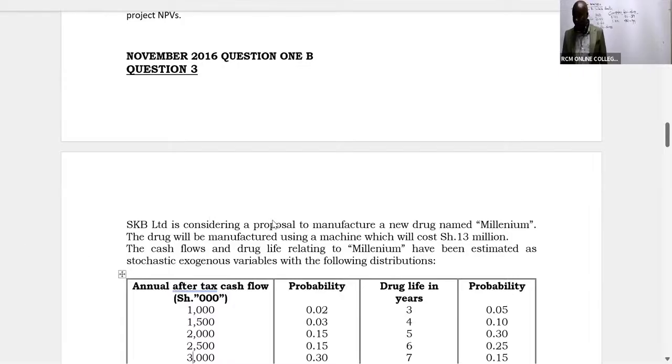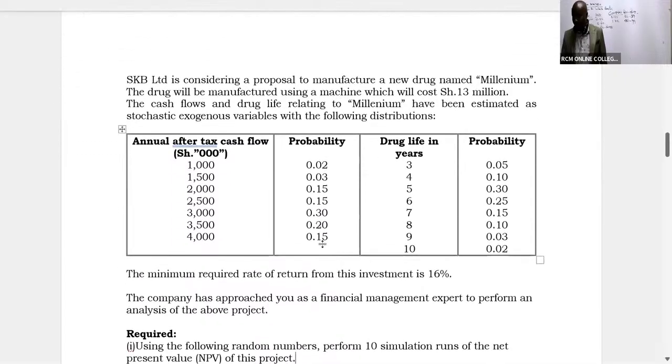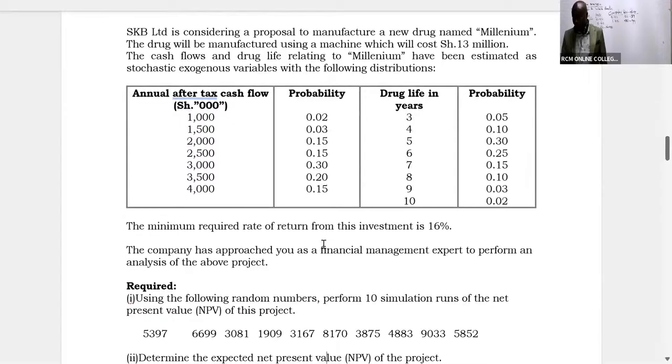SKB is considering a proposal to manufacture a new drug named Millennium. The drug will be manufactured using a machine which will cost 13 million. The cash flows and drug life relating to Millennium have been estimated as stochastic exogenous variables with the following distributions. So we have annual after-tax cash flows, probability, drug life, and then we have the probabilities there. So we have 2 variables there.